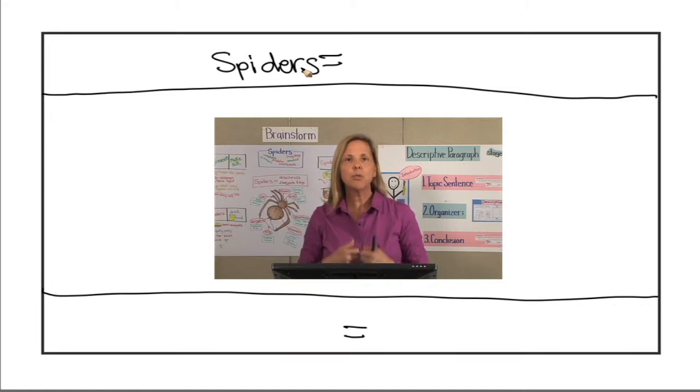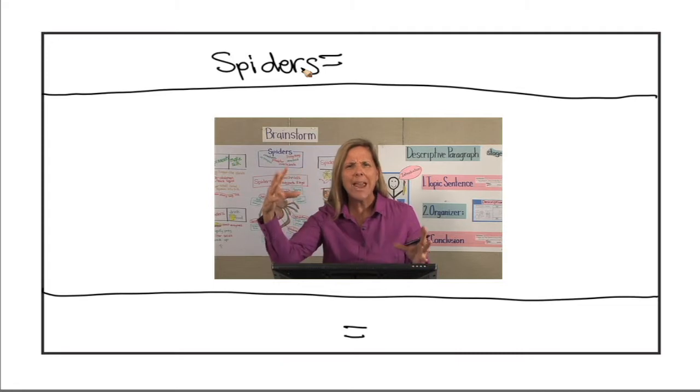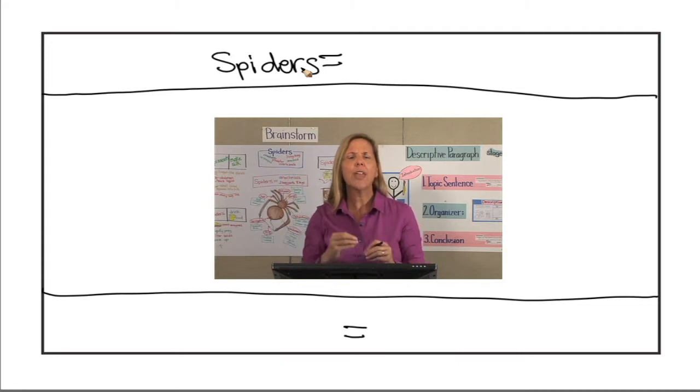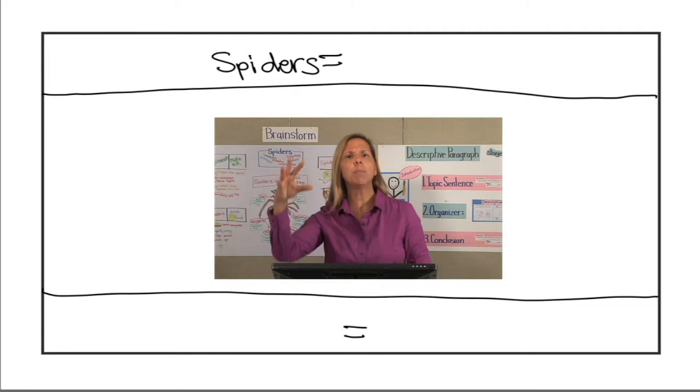Now let's define what spiders are. When we have a description, we can actually have a definition, like you would read from the dictionary, or we can give the big picture. What are the major parts of a spider? That way, when I describe it, the reader has the big picture to build on. I think we're going to use the big picture. A spider, what's the big picture of a spider?